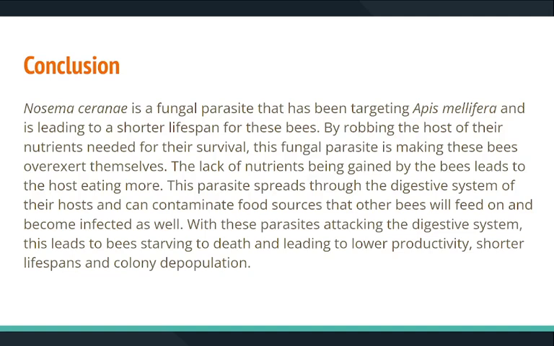With these parasites attacking the digestive system, this leads to the bees starving to death and leading to lower productivity, shorter lifespans, and colony depopulation.